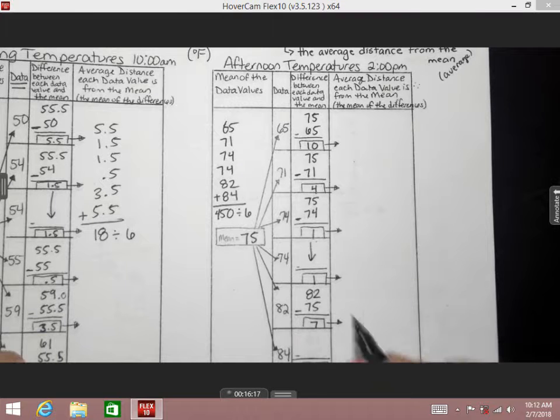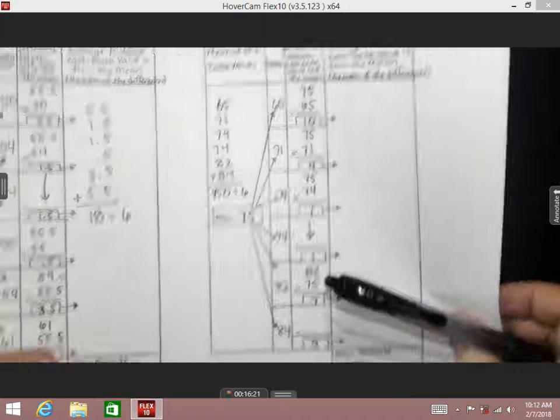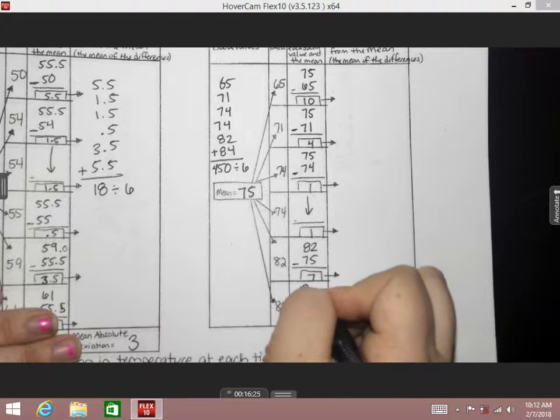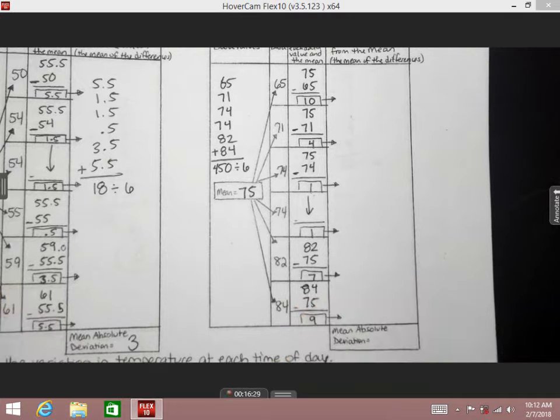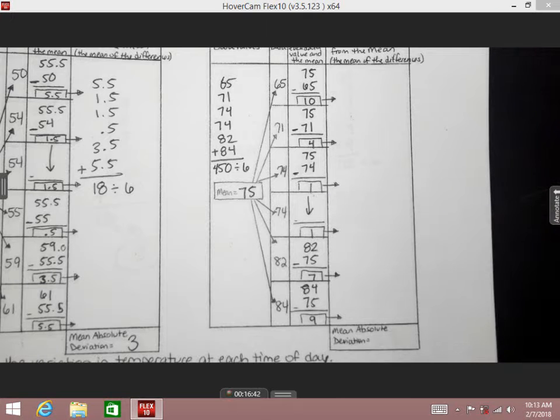And then for my last one, what am I going to put there, Liam? 9. And how did you get the 9? By subtracting 75 from 84. 84 minus 75 is 9. All right, so now I have all my distances. So if I wanted to know how far away from the mean is 74, could you tell me? 1 degree. Okay.